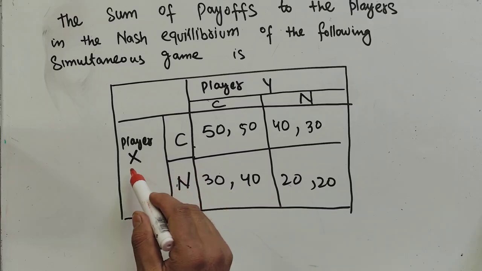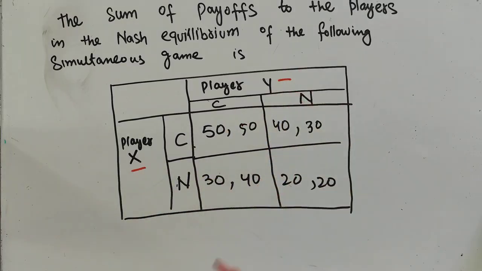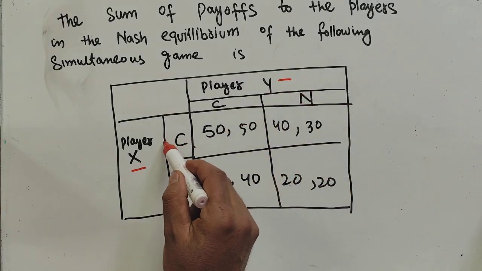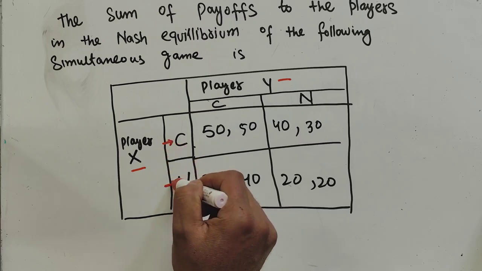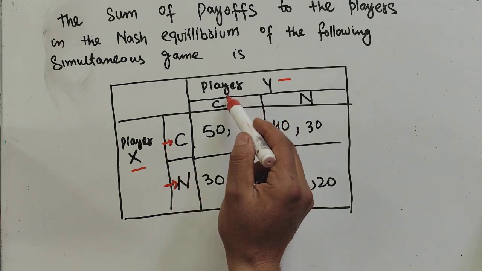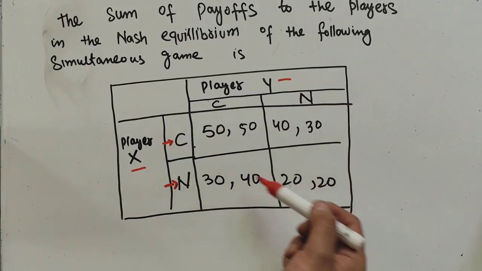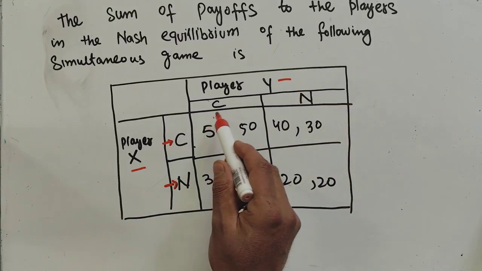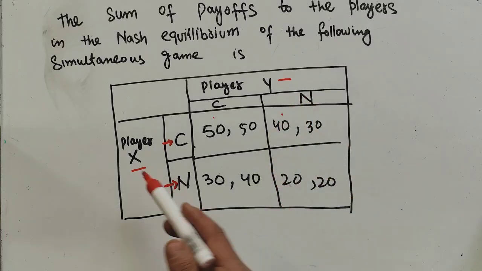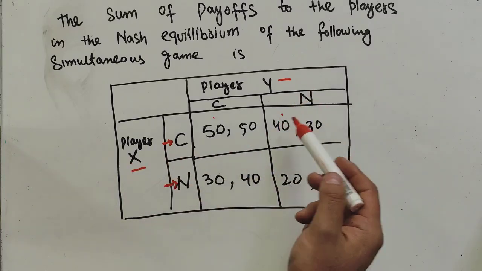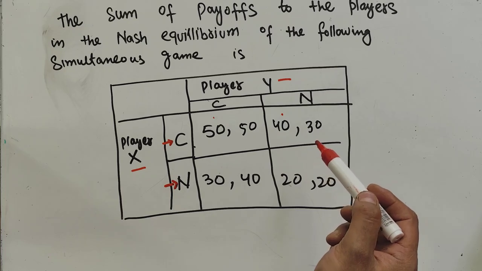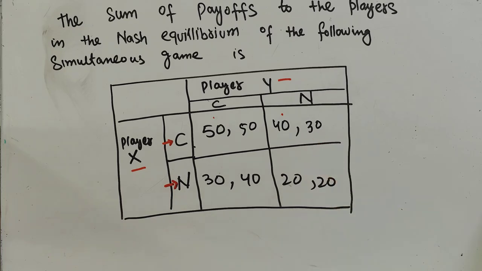We have two players, player X and player Y, and their strategies are cooperate or not to cooperate. And similarly for player Y, we have cooperate or not to cooperate. Payoffs are being given in the cells. The first element in each cell denotes the payoff for player X, and the second element in each cell denotes the payoff for player Y.